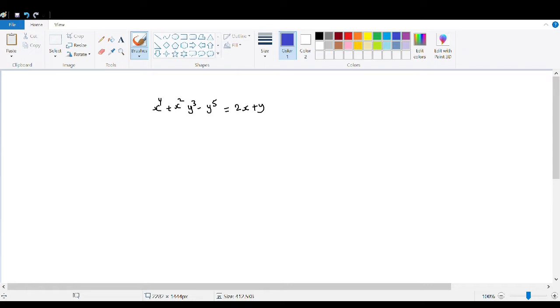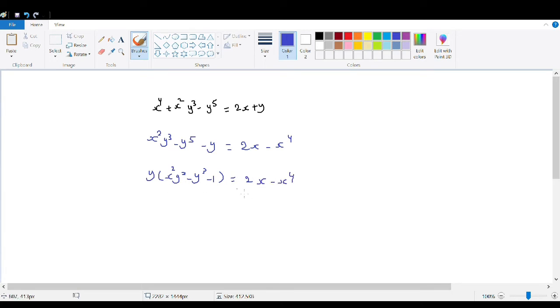So for this function, x^4 + x^2 y^3 - y^5 = x + y. If we try to rewrite this function to put it as a function of y, for example, if we take this y here, and move x^4 there, it will be x^2 y^3 - y^5 - y, and this will give us x - x^4. Then if we take y as a common factor, we are left with y(x^2 y^2 - y^4 - 1), and this will give us x - x^4.